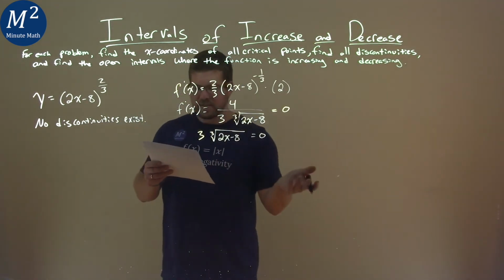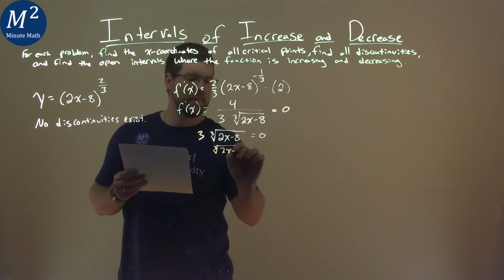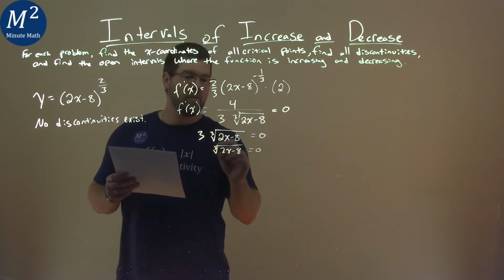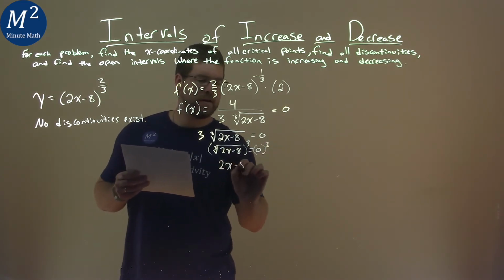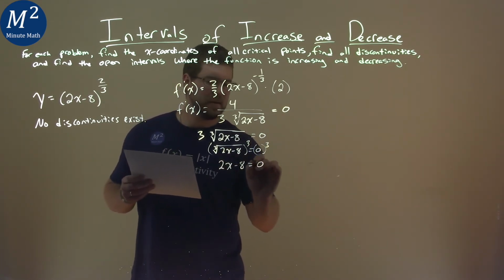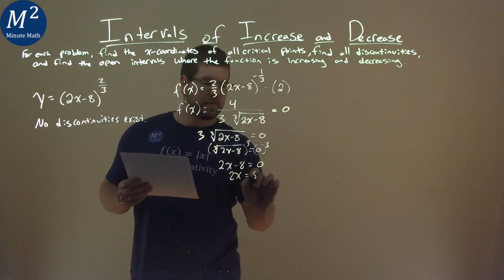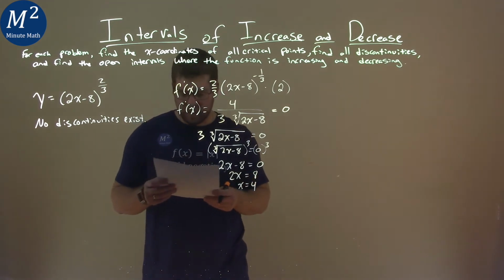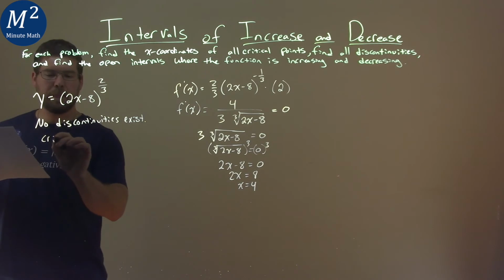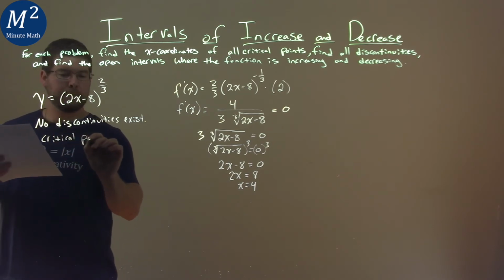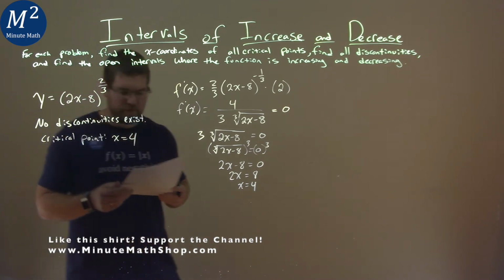Now we're going to solve. Divide both sides by 3, which doesn't really matter. We have the third root of 2x minus 8 equals 0. We cube both sides, which doesn't really matter. 2x minus 8 equals 0 cubed, which is 0. Add 8 to both sides, 2x equals positive 8, and x equals positive 4. And so we have one critical point at x equals positive 4 here.